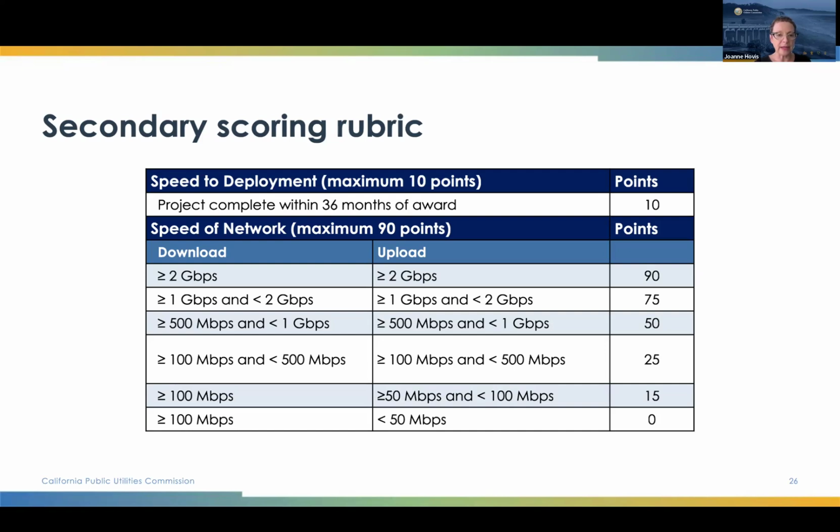So hypothetically, if an application shows that the project will be complete within 36 months of award, it gets 10 points. If it also then shows that the project will be capable of delivering more than or equal to 100 megabits per second, but less than 500 megabits per second, in both the upload and the download direction, getting another 25 points, that hypothetical application would be awarded 35 points. And if it is within 15% in that circumstance I mentioned, in which secondary criteria become the determination, that 35 points would be compared to the number of points that were awarded to the competing application for determination of which application would receive the award. Next slide, please.